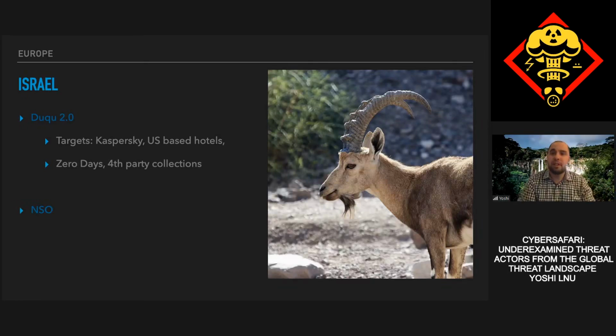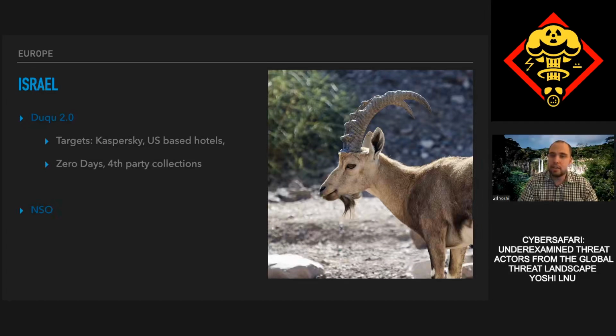So obviously there is a ton that could be said about Israeli cybersecurity. I don't have the time, and I am nowhere near an expert to discuss everything that's going on in cybersecurity with Israel. So we're going to just look at two examples. First would be Duqu 2.0.